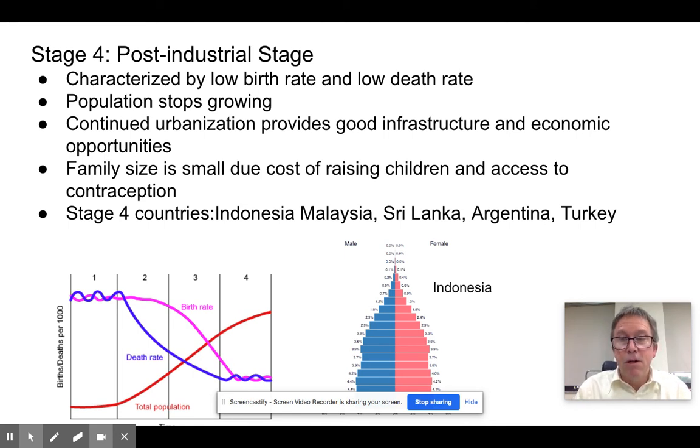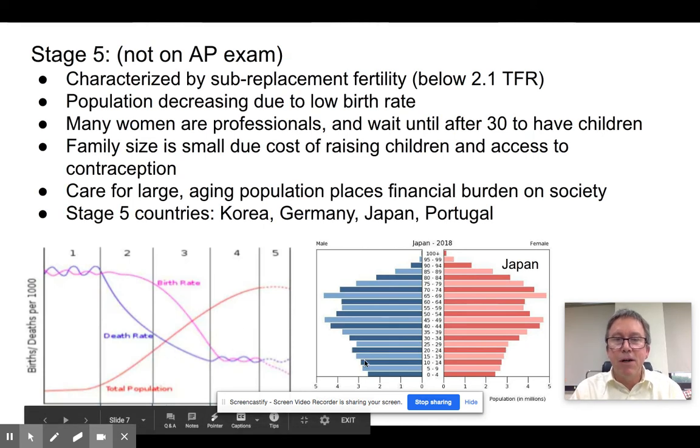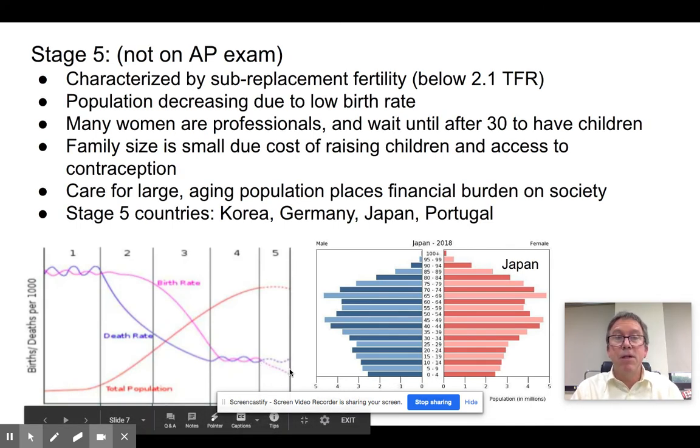Now, that's as far as this goes on the AP test, but there is one more stage. This is the fifth stage, and that is where a lot of the countries in the world are right now, including Korea. Here's what happened. At this point, the economic incentive to not have children has gotten so high that the TFR becomes less than the replacement fertility rate, which in industrialized societies is about 2.1. When TFR gets below 2.1, look at the age structure diagram. It starts getting narrow at the bottom, because there are fewer babies being born with each successive year. The death rate pretty much stays the same. It might decrease a little bit, but the birth rate goes down, and that causes the population to drop.